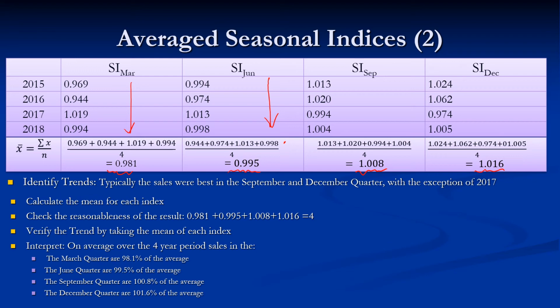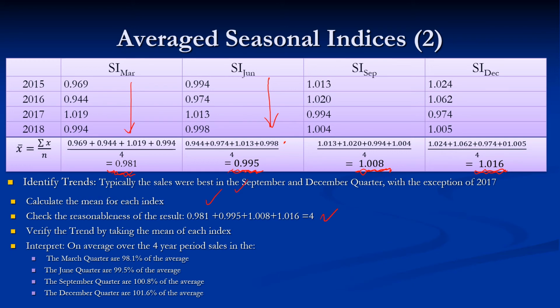So we have identified the trends. Now we calculate the mean for each trend, and once we've done that, let's check the reasonableness of the result. Each of these indices here needs to add up to 4, and they do. So that's a reasonable result.